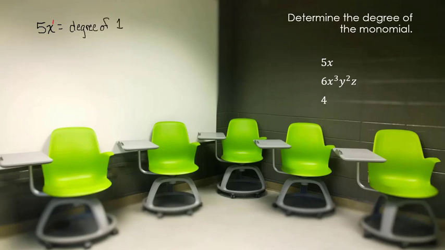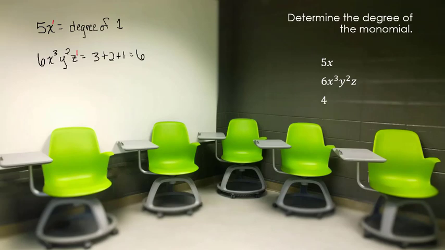The next example we have is 6x cubed y squared z. And you add all the exponents together to get the degree. Don't forget that a variable by itself, just like we saw in the last example, has an understood 1 for the exponent. So when we add those together, 3 plus 2 plus 1, it has a degree of 6.